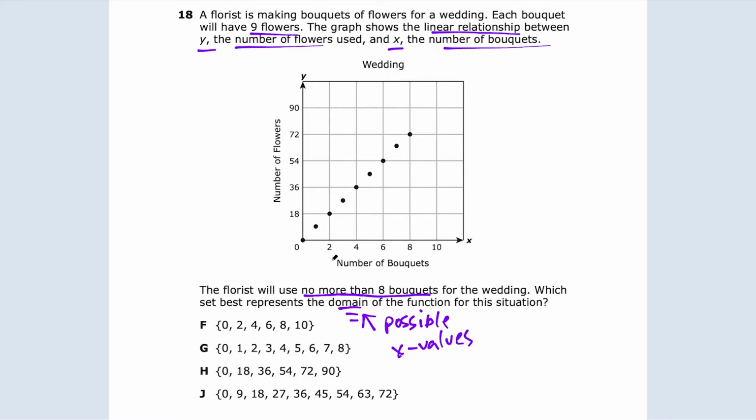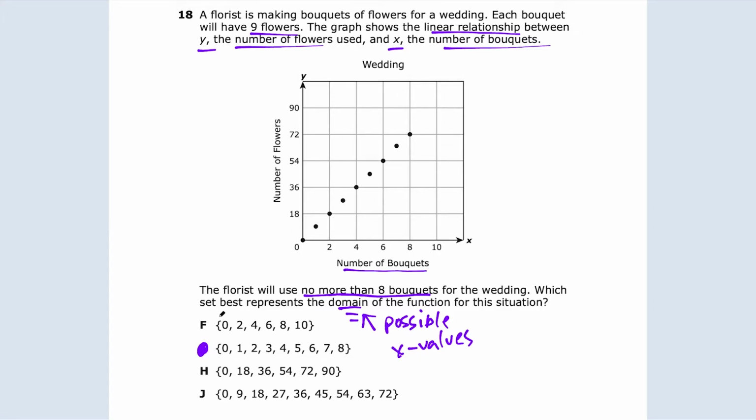And now just think about it. X is the number of bouquets. They told us the florist will use no more than 8 bouquets for the wedding. So now combine all of this. X is the number of bouquets, domain is the possible x values, and the florist will use no more than 8 bouquets. So we need a set that has all the numbers, the positive, 0 included, because I guess somebody could get no bouquets, but they're going to get no more than 8. So we need the numbers from 0 to 8, which right away I could see corresponds to choice G.